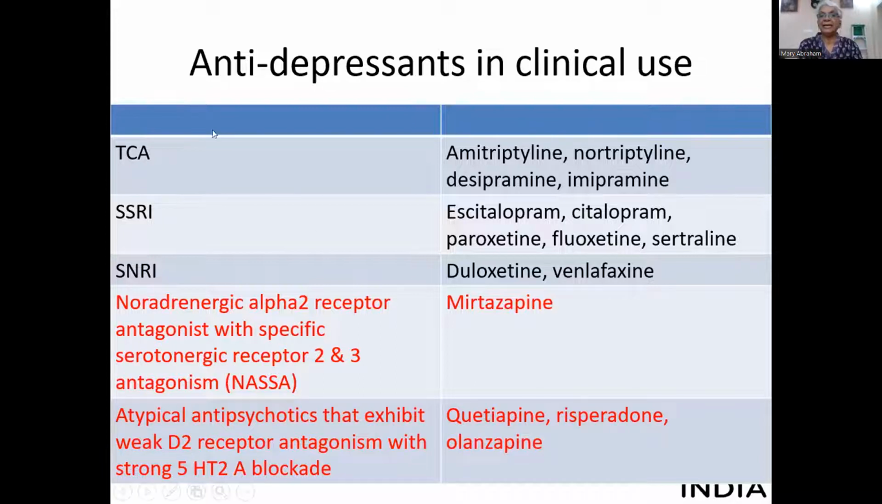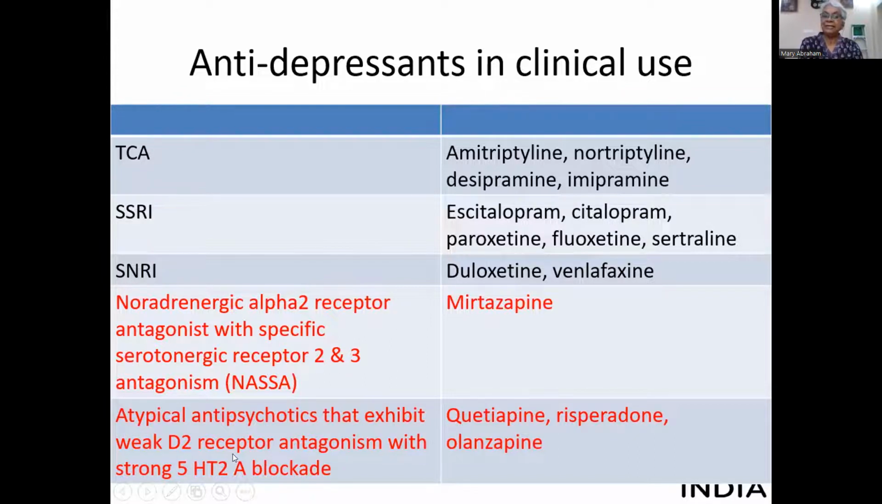We have the tricyclic antidepressants, which are amitriptyline, nortriptyline, desipramine, imipramine. Then the selective serotonin reuptake inhibitors, or SSRIs. They are escitalopram, citalopram, paroxetine, fluoxetine, sertraline. Then you have the SNRIs, or the serotonin norepinephrine reuptake inhibitors. The drugs that are commonly used are duloxetine and venlafaxine.